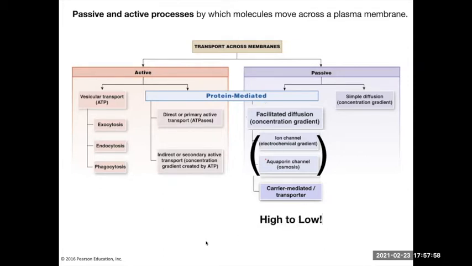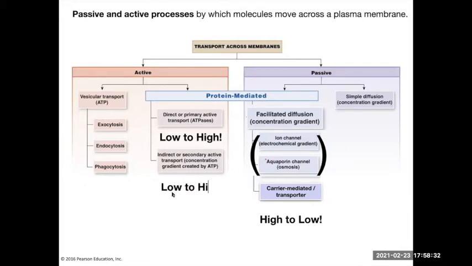As far as breaking it down into passive and active processes, we want to always remember that for these passive processes, we're always going to be going from a high concentration to a low concentration. Whereas with this direct one in particular, you're actually going to be going against the concentration gradient, and that's why you need energy, which is what this active thing means. So you're going to go from a low concentration to a high concentration, and you need to expend energy to do that.